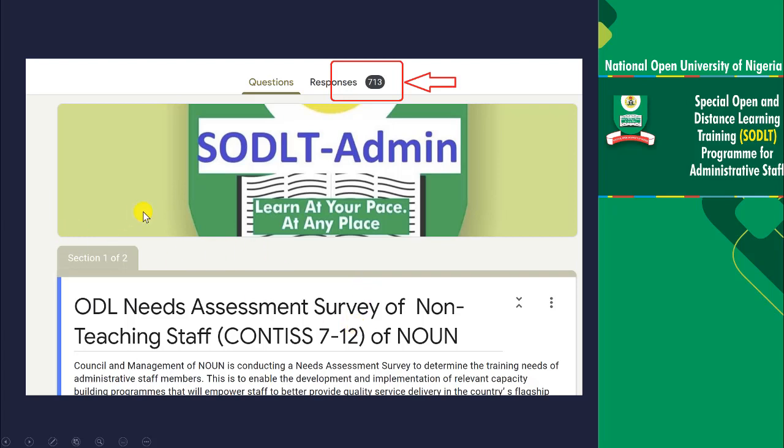And they will look for a name. You know, for the academic staff, we say SQAT, S-Q-A-T. For the admin staff, we say S-O-D-L-T. This name, I'm telling you, is sweeter than that of the academic staff.